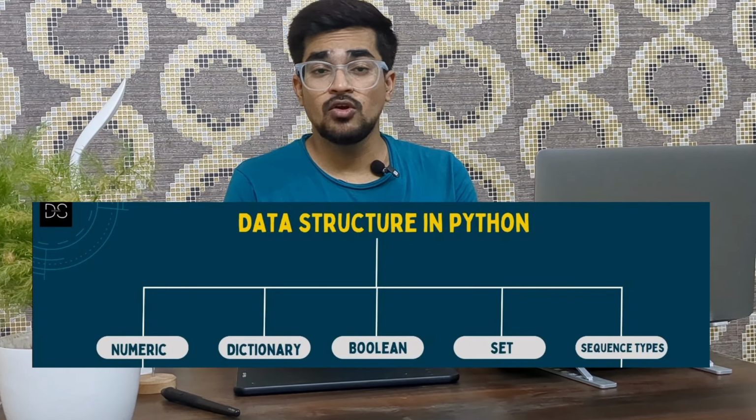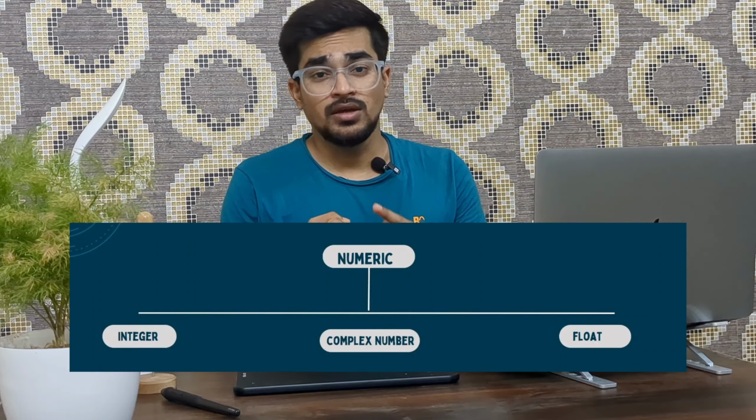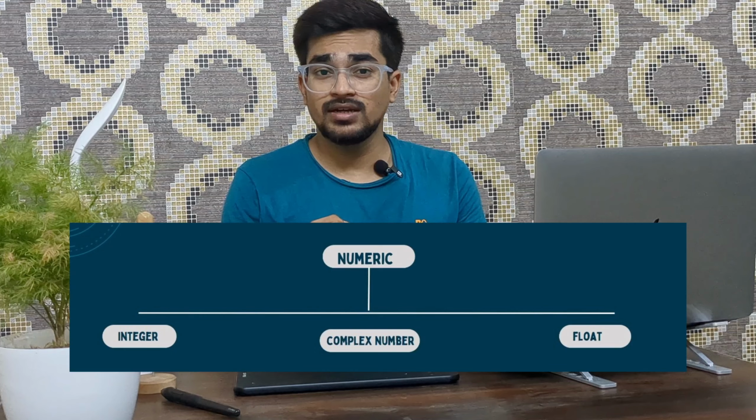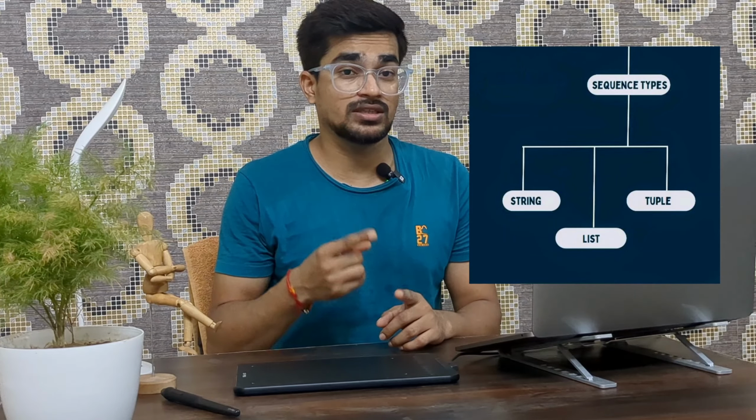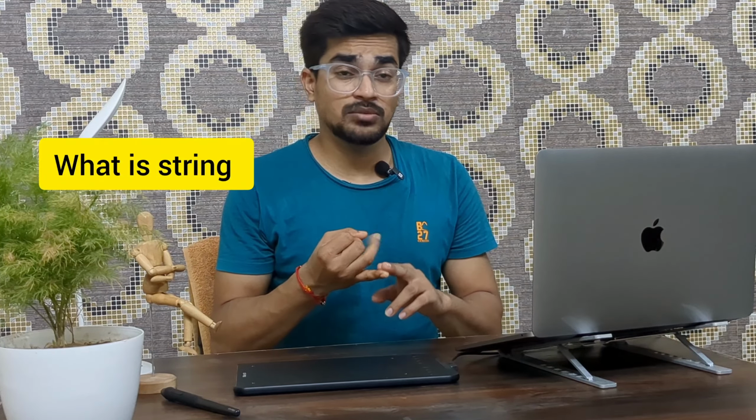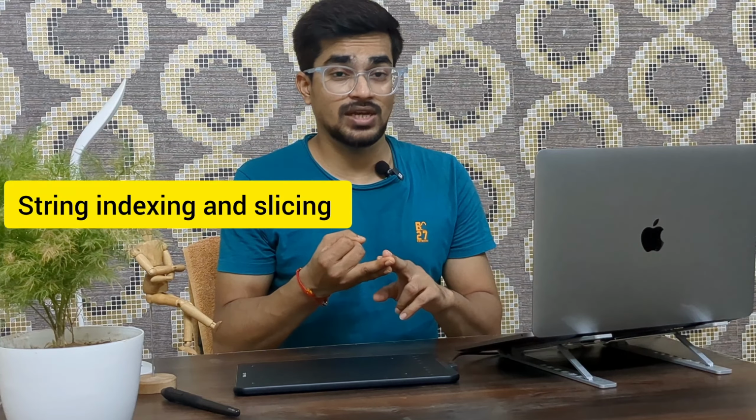Second thing, we have classified data structure in Python in 5 broad classifications. First was numeric, जहाँ पे हमने integer, float and complex numbers cover up कर लिया है. Then हमने last session में sequence data type start किया था, जहां पे हमने first discuss किया था string से. We have seen what is string, then we have also done string indexing and slicing.